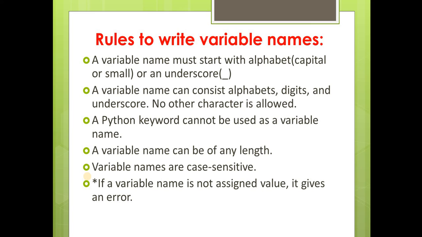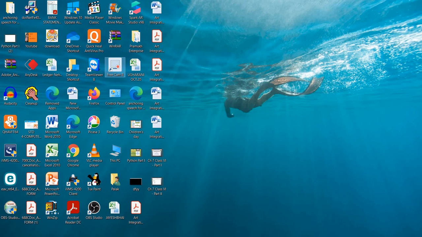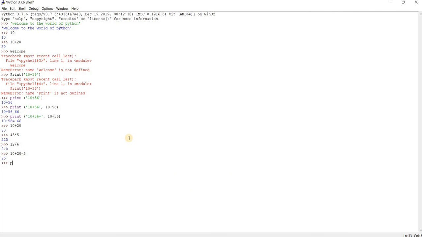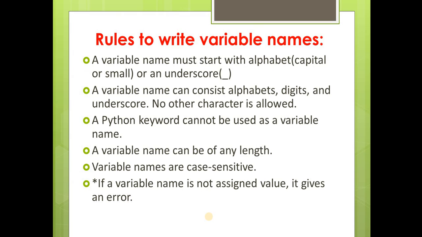If a variable name is not assigned a value, if suppose I write only and only X, it will not accept, because you need to compulsorily give a value to the variable. Suppose I write over here print X. It will show me an error. Why? Because X is not having any value. So whenever you declare any variable, the variable should have some value.